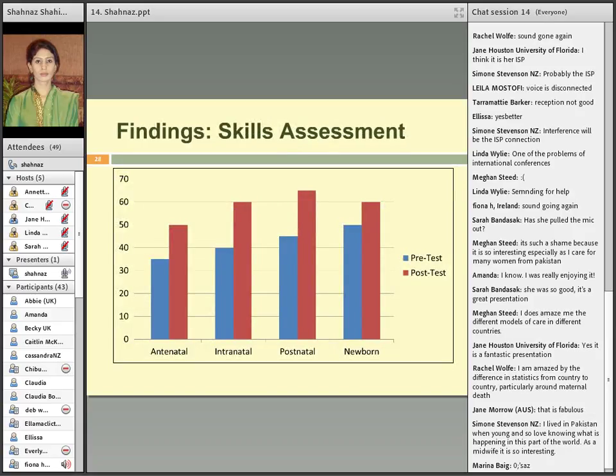This is the skills assessment finding. Again antenatal, intranatal, postnatal and newborn. The blue ones are for the pre and the post are in the red bar. So again, this graph shows there was improvement in their skills once they were done with their training.